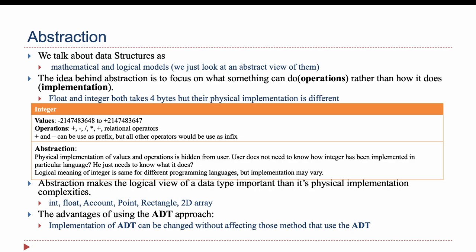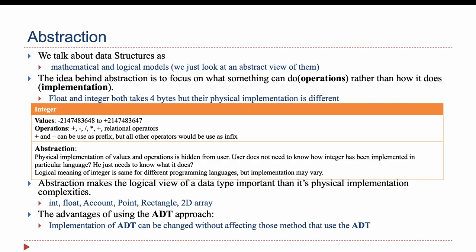One way to take advantage of abstraction in data types is to use abstract data types, or ADTs. An ADT is a mathematical model that defines a set of operations that can be performed on a data type without specifying how those operations are implemented. Using ADTs has several advantages. First, it allows us to change the implementation of a data type without affecting the methods that use the data type. This makes it easier to maintain and update our program over time.